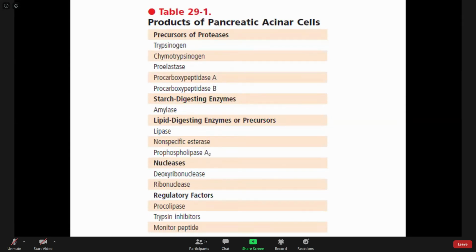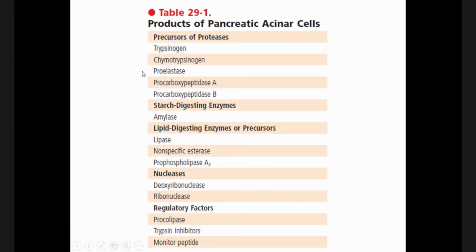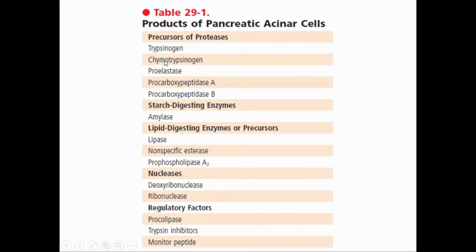So the pancreas consists of proteolytic enzymes, but the pancreas is not autodigested because of the presence of trypsin inhibitors. These trypsin inhibitors inhibit the conversion of these precursor proteins into the active form. These enzymes are only activated when they are released into the second part of the duodenum. Otherwise, if they are activated within the pancreas, it will cause pancreatitis.